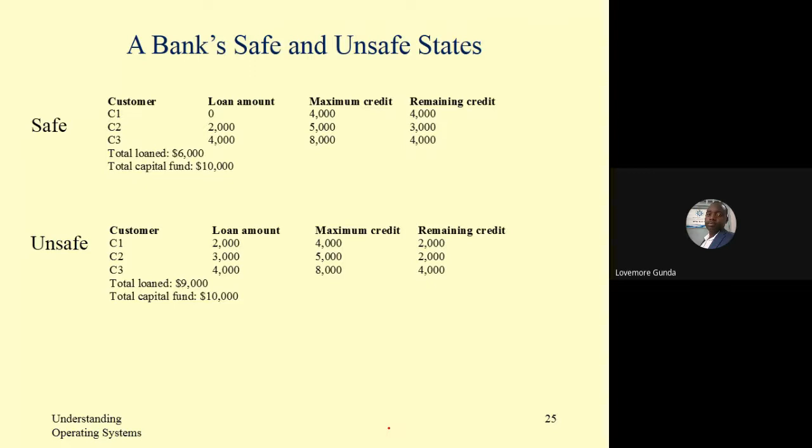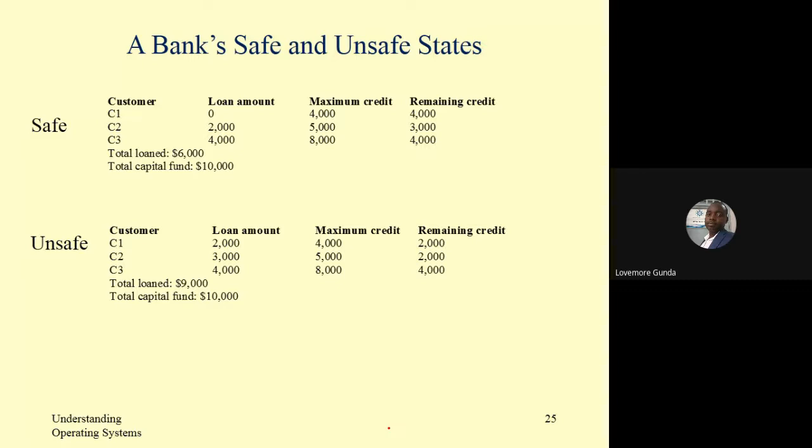But what is the unsafe situation? Customer number 1 takes 2,000 and remains with 2,000. Customer number 2 takes 3,000, remains with 2,000. Customer number 3 takes 4,000, remains with 4,000. All right. So the total that has been loaned is now 9,000. Right. And now the total capital fund of the bank is 10,000.